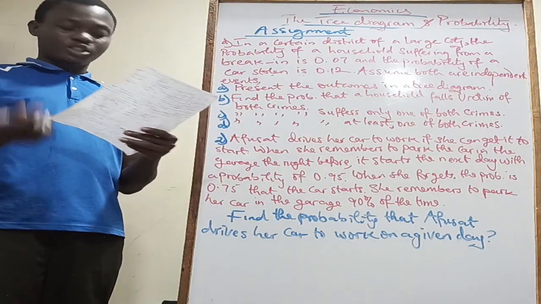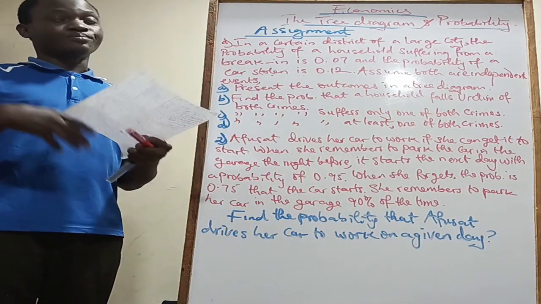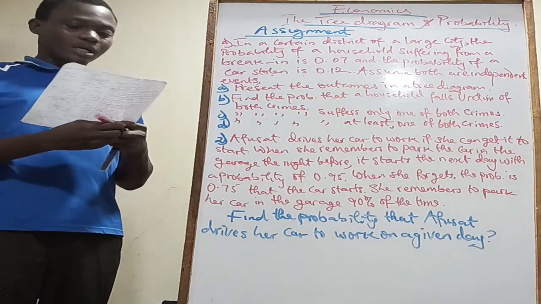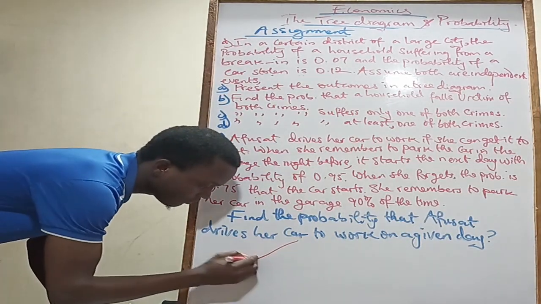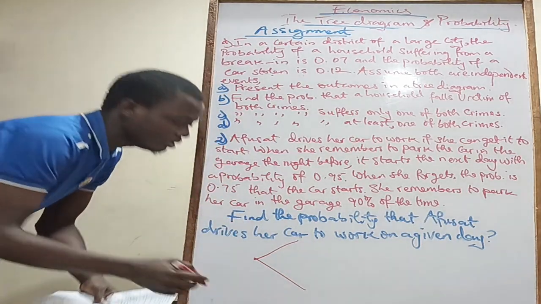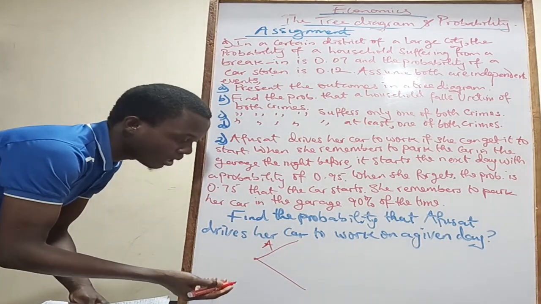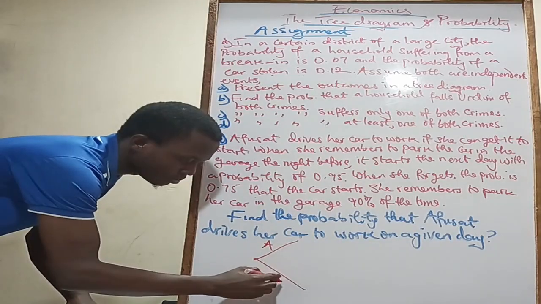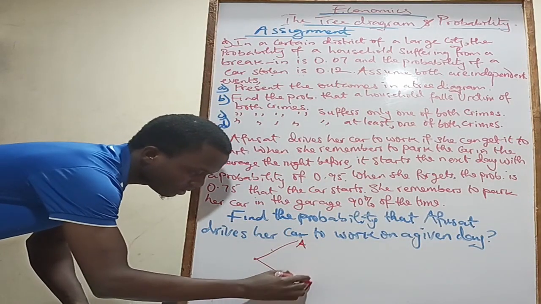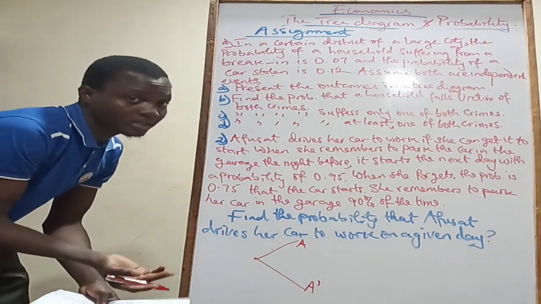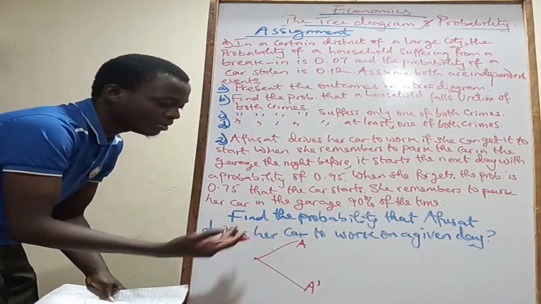As an addition, not an assignment now, if you have dependent events, how does the game tree look? Okay, so let's say you have events A and B. This is event A happening. This is event A not happening.